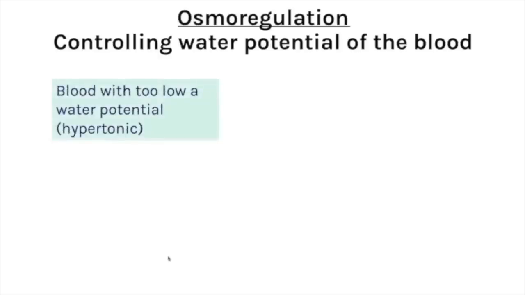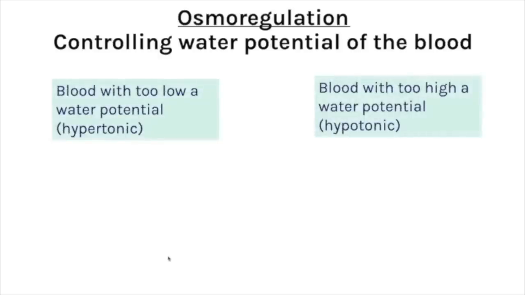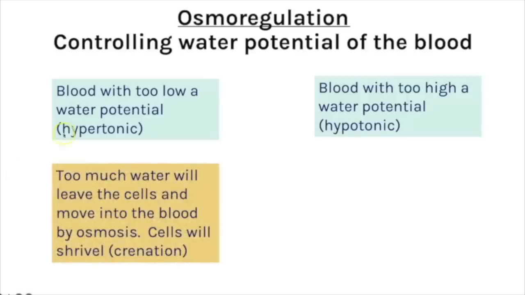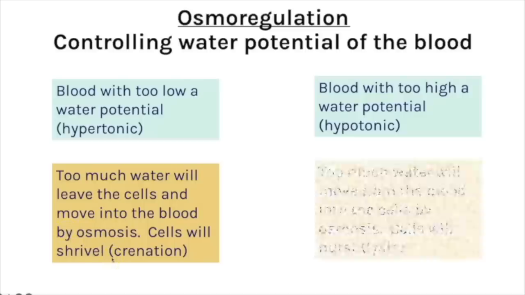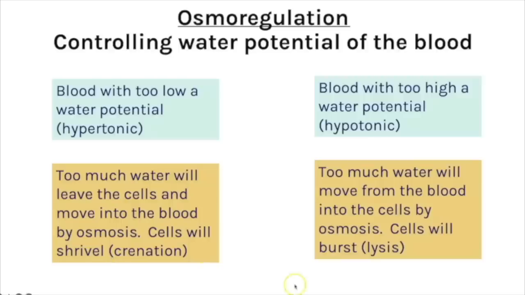Osmoregulation is how the water potential of the blood is controlled. Blood with too low a water potential would be described as hypertonic. Blood with too high a water potential would be hypotonic. And if you had hypertonic blood, that means that too much water will leave the surrounding cells and move into the blood by osmosis, and that would cause your cells to shrivel or crenate. If you had hypotonic blood, that means that the excess water from the blood would move into the cells by osmosis, and it could actually cause the cells to burst.